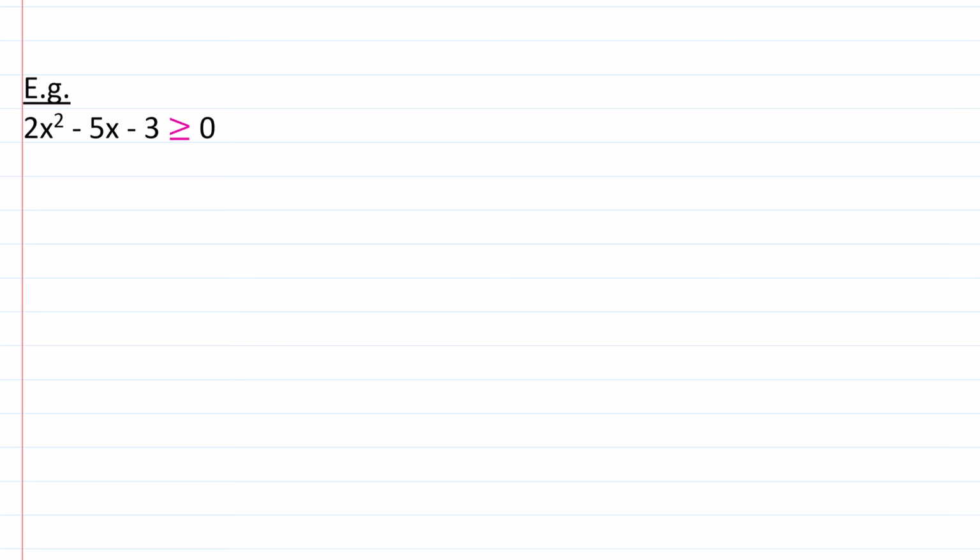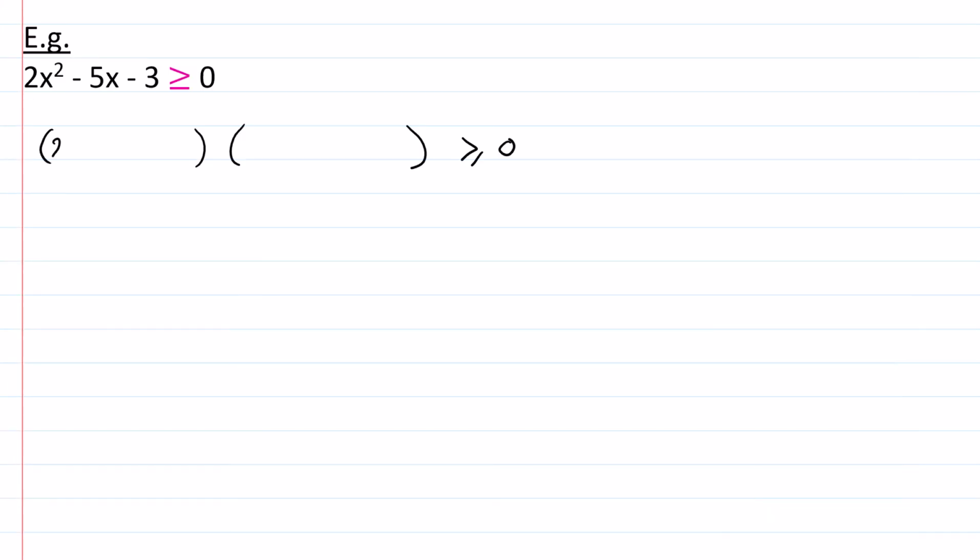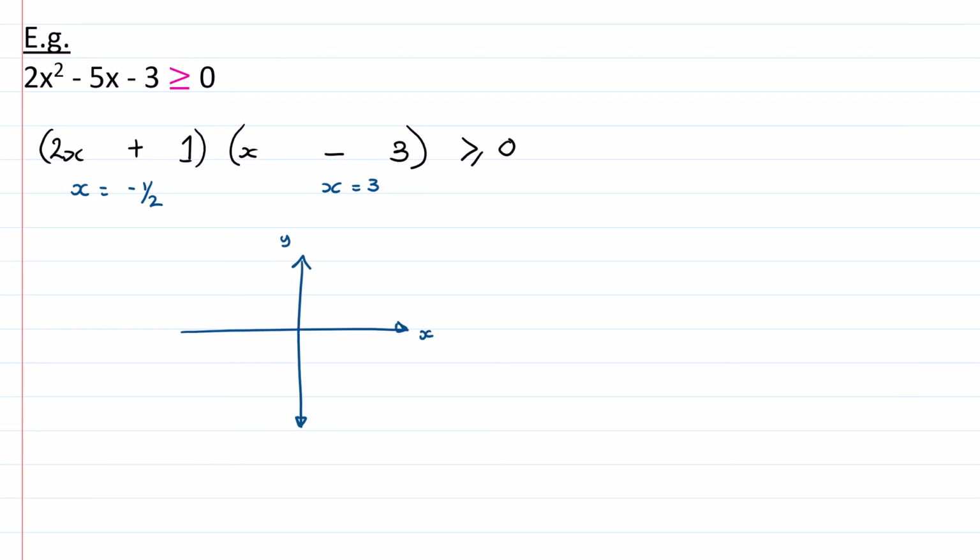Again, 2x squared minus 5x minus 3 bigger than or equal to 0. Let's try and factorize first. 2x and x. And I would say 3 and 1. I want to make a negative 5, so it's going to be negative 3, because that will give me negative 6x, plus 1 to give me negative 5. So my critical values, x equals negative 1/2 and x equals 3. I'm going to draw my graph or sketch my graph.